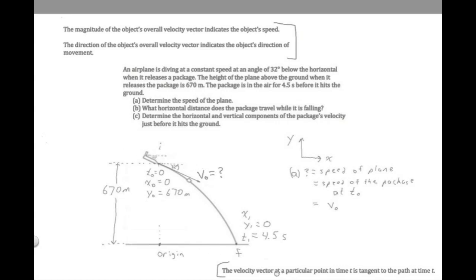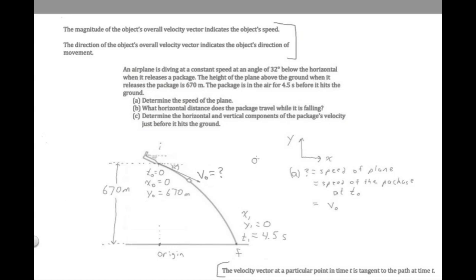And I've also used this idea. The velocity at a particular point in time is tangent to the path at that point in time. So if I want to draw the velocity vector at time 0, I need to draw it tangent to the path at time 0, and that's the way I tried to draw this vector, tangent to the path at time 0.